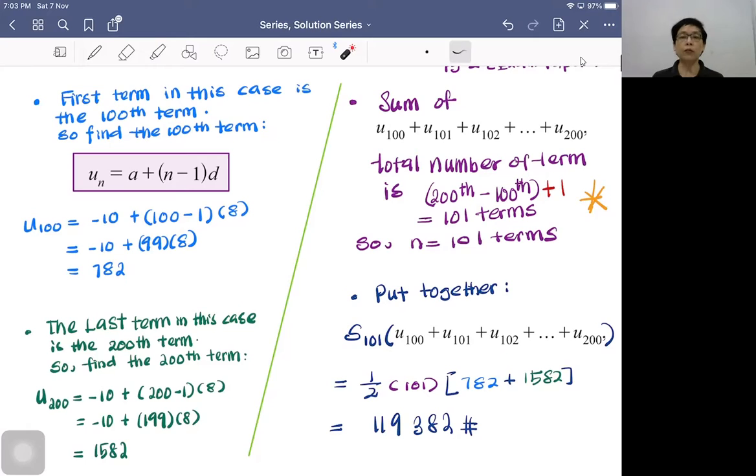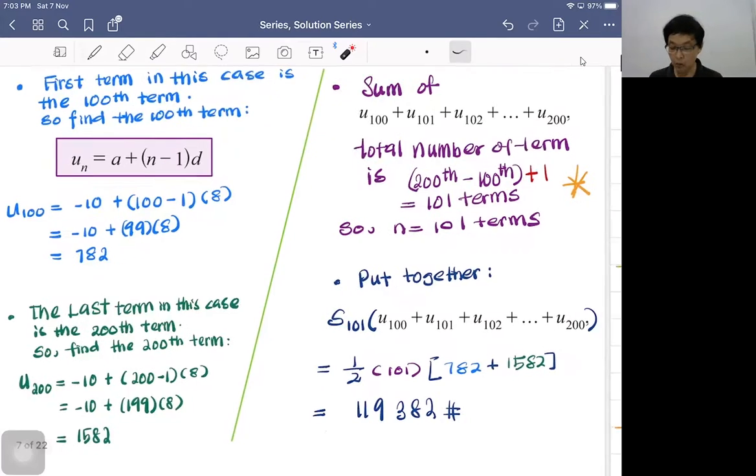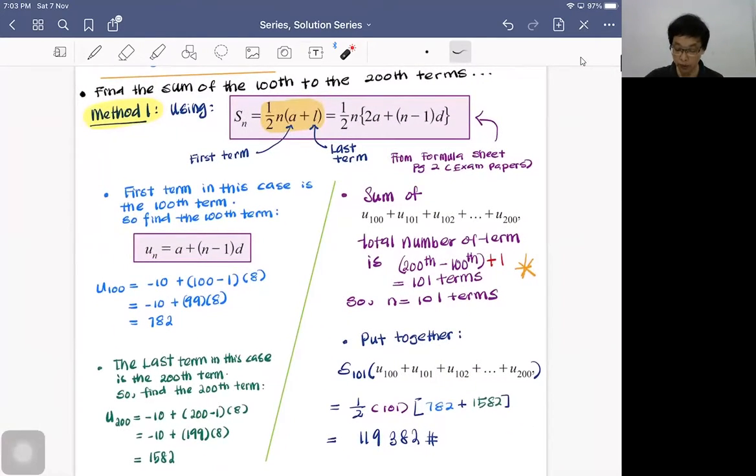Now we have got all the information we need. We have A, we have D, and we have N. Now we just take from this formula, half, we're going to half times N, 101. Then bracket the first term, in this case the 100th term, 782, plus the last term in this summation, which is the term 200, and therefore we get 119,382. This is the first method.